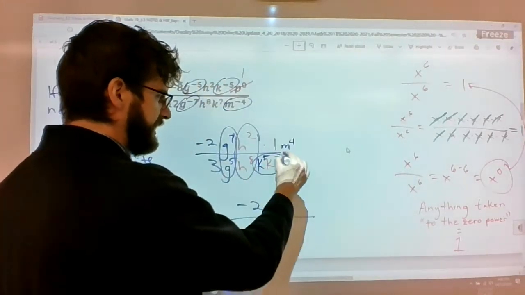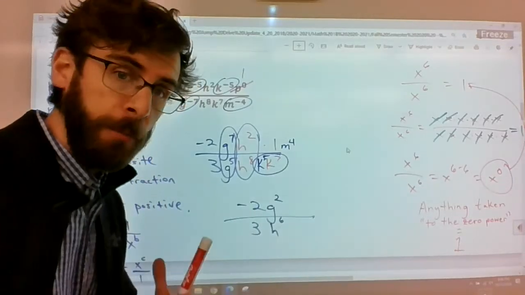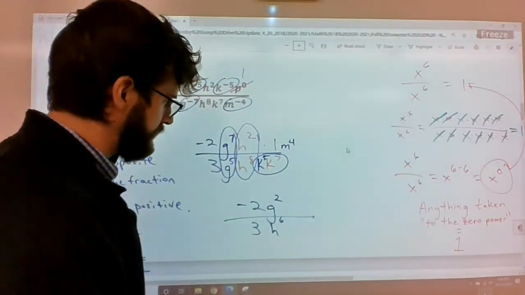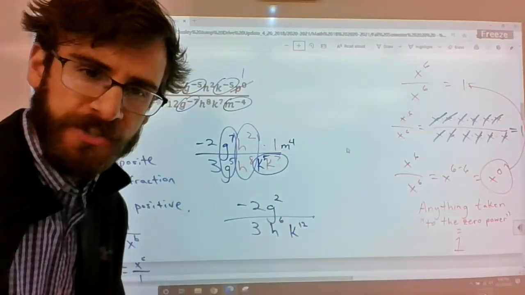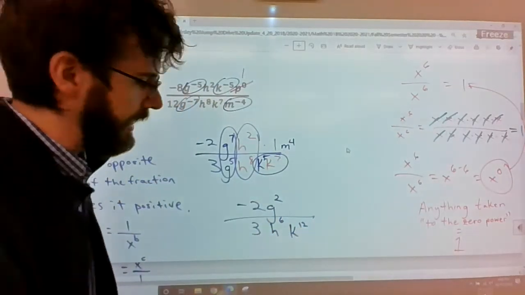K to the 5 times k to the 7, both on the bottom, you're multiplying them, which means add the exponents. It's going to be k to the 12 on the bottom. And then m to the 4, all by its lonesome, positive on top, stays on top.